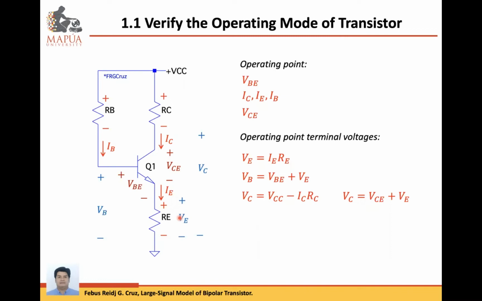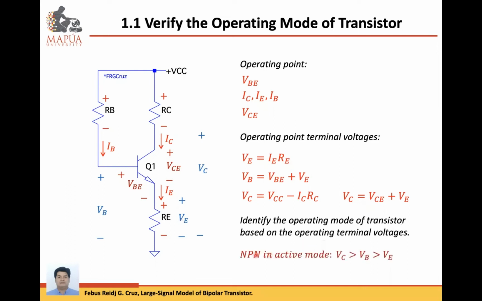Okay? And then after knowing the transistor terminal voltages, we can now determine the operating mode. For the NPN, for it to be in the active mode, the collector voltage must be greater than the base voltage, and the base voltage must be more than the emitter voltage. So for example, let's say ito yung transistor, no?